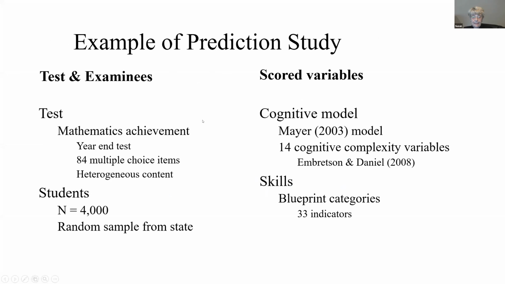Now, let me take an example of a study. We have a year-end test, and it has quite a few items, 84 multiple choice items. They represent that blueprint I showed. And the sample I have was a random sample of 4,000. The cognitive model, as we defined it, had 14 different variables. They go, of course, with the different processes. And the skills, that hierarchical model, at the bottom level, there was 33 different indicators.